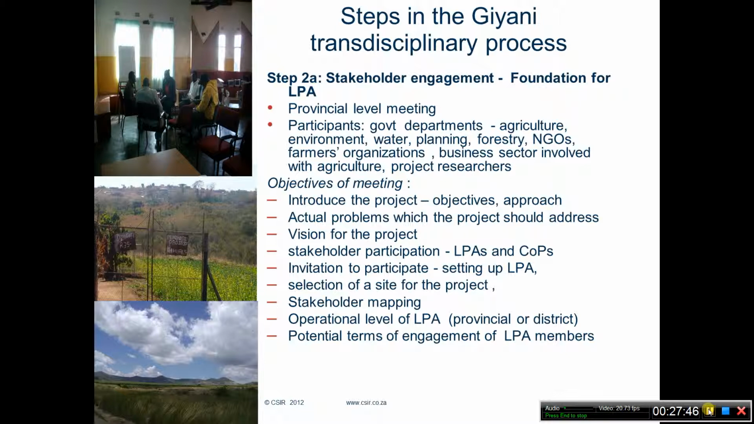Part of the discussion covered the selection of a site for the project. At project inception, the location was identified in very broad terms, but at this juncture it was now necessary to actually locate a specific site within the province and within the district where the project was going to be situated. A process of stakeholder mapping was also followed, where the different stakeholders who should be involved in the project were identified, and who should be in the LPA and COP.